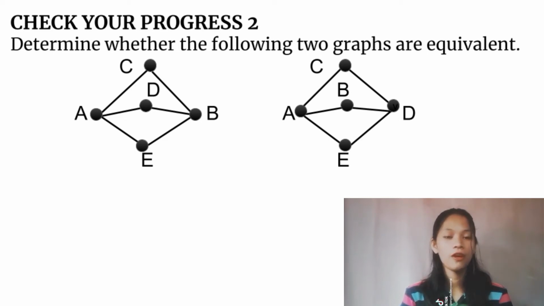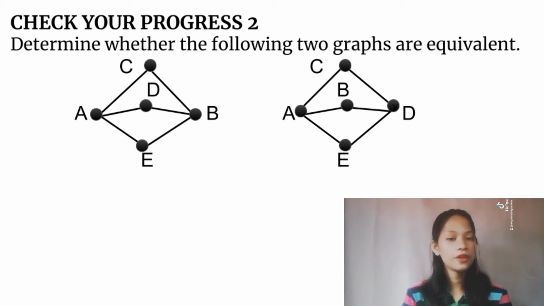Check your progress number 2. Determine whether the following 2 graphs are equivalent. To illustrate, we can say that the 2 graphs are the same based on their vertices and edges. They are equivalent. We examine the edges of each graph. The edges are AC, AE, CB, EB, AD, DB.